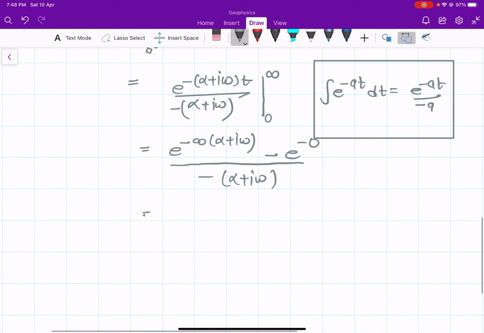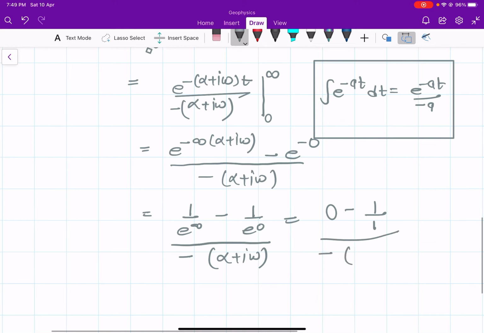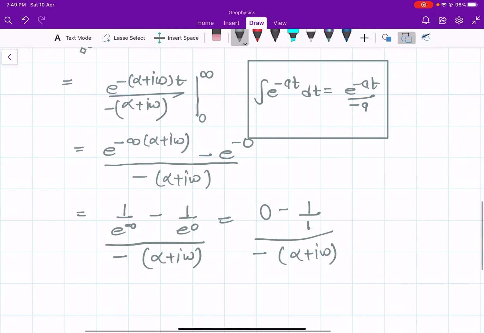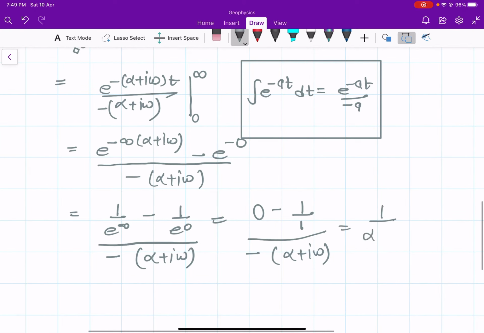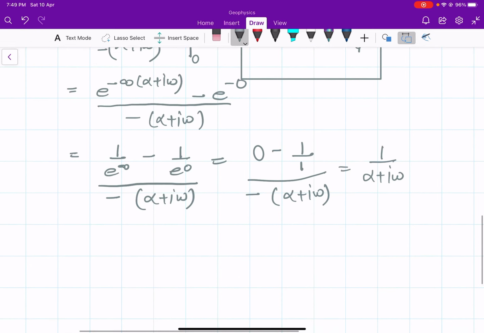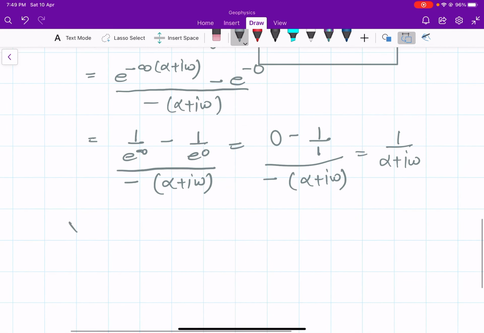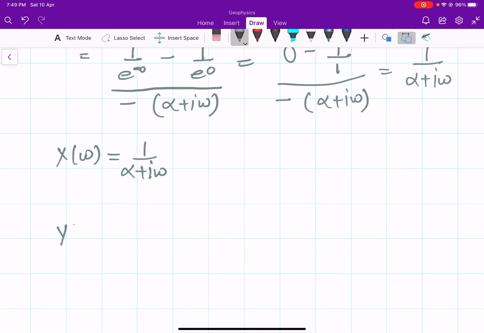So you will get 1 over e^∞ minus 1 over e^0, divided by minus of (α + iω), or you will get 0 minus 1 over minus (α + iω), which gives 1 over (α + iω). So X(ω) will be equal to 1 over (α + iω). Similarly, Y(ω) will be equal to 1 over (β + iω).